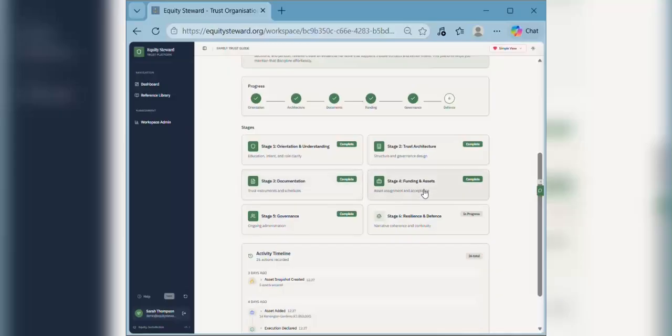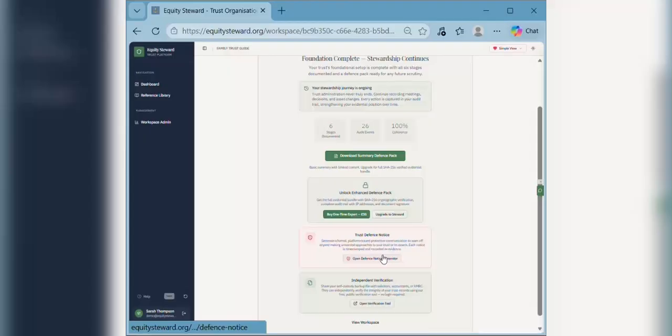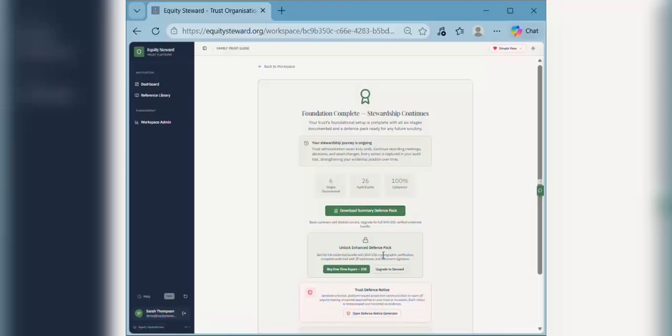Stage 4 is funding and assets. This is where trust property, provenance records, and asset transfer history are maintained. Stage 5 is governance and operations. This stage supports trustee meetings, decisions, records of administration, and formal trustee actions. Stage 6, this is exciting. This is resilience, continuity, and verification. The platform brings together the trust's administrative record, including archival exports, independent verification references, and protective communications, such as formally issued defense notices. In the videos that follow, I will walk through each of these stages individually so that each and every part of the system can be understood clearly and without rushing.